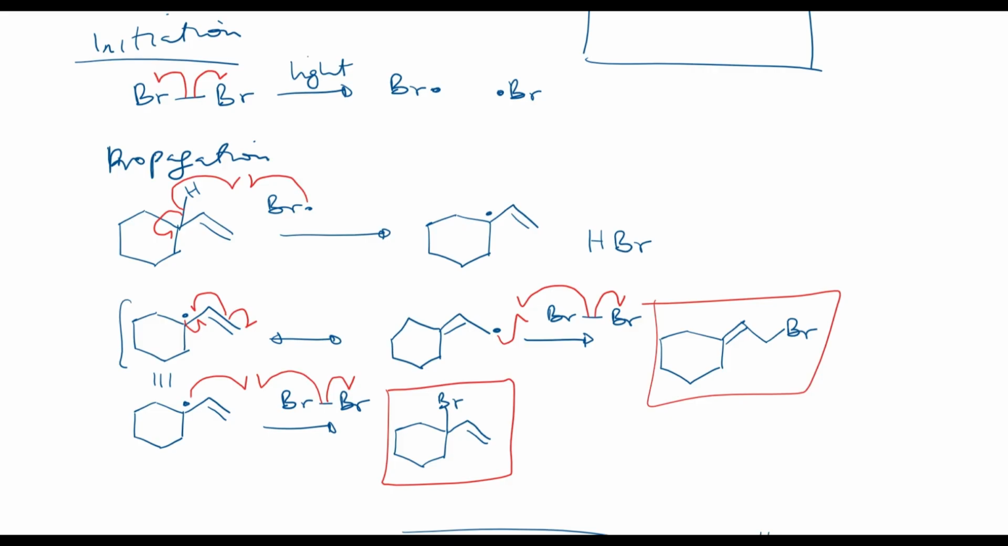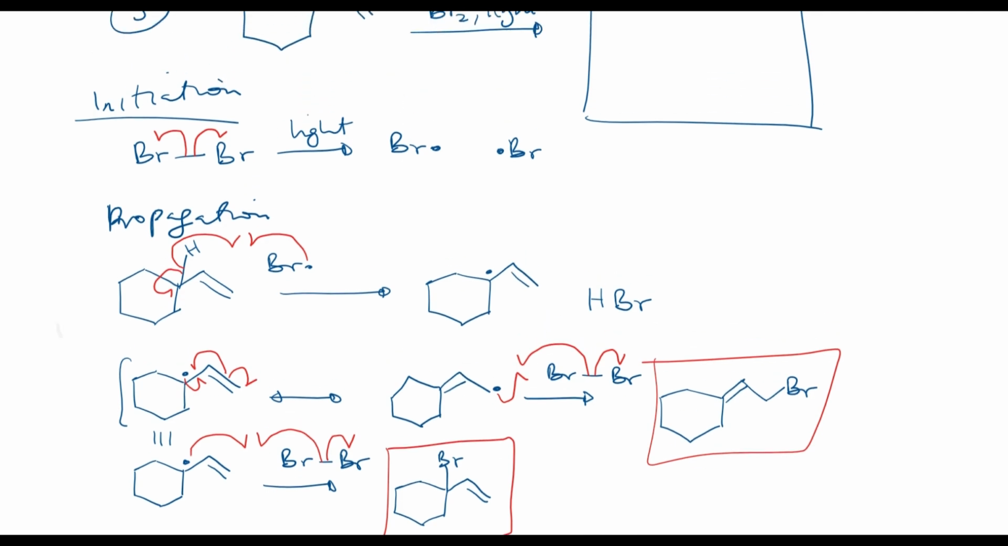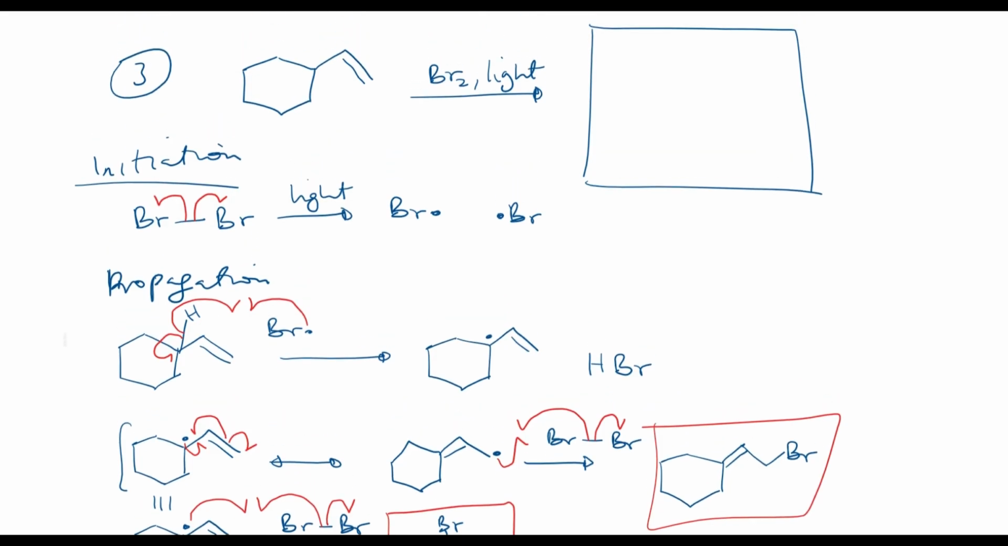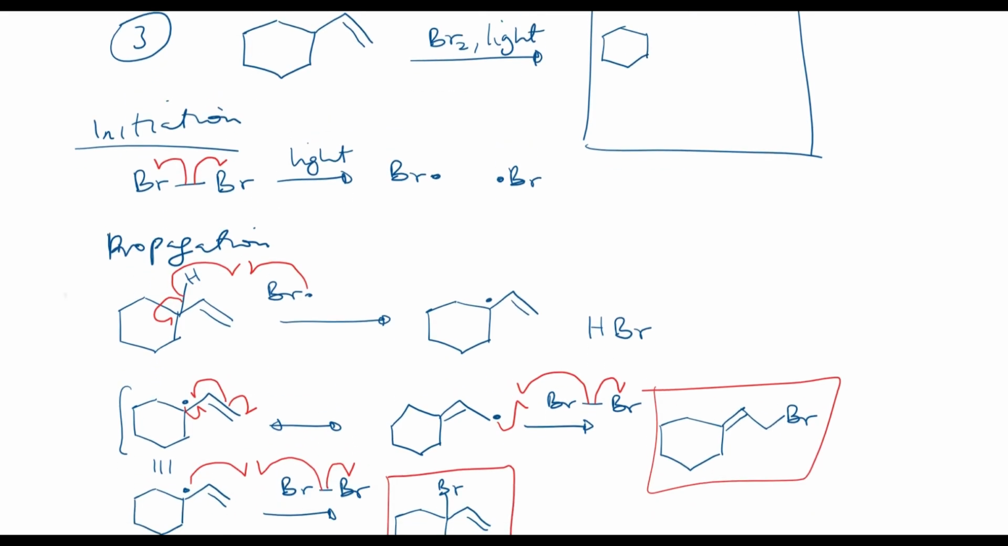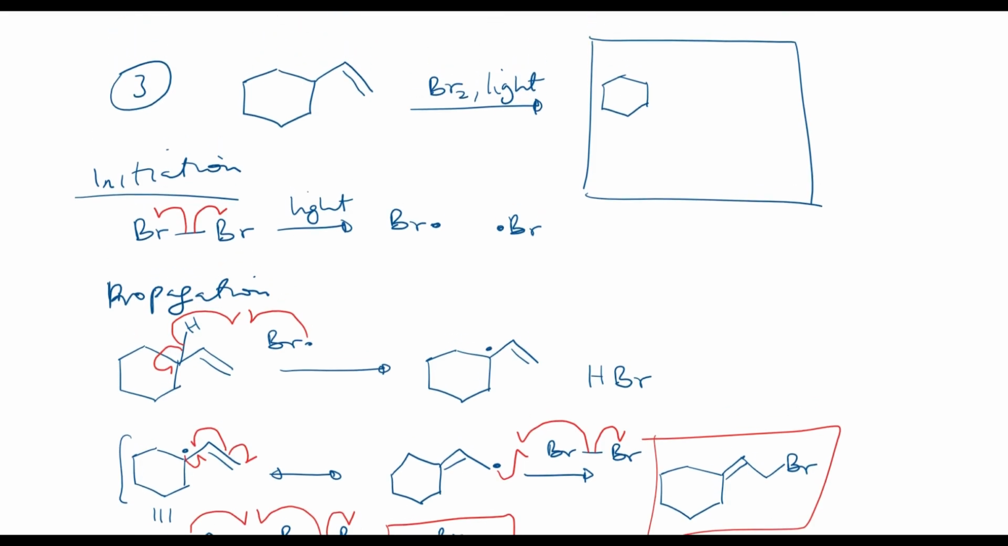Now in the termination step, the radicals will start combining together to quench the reaction when all the reactants have been completely exhausted. So for my answer, I will write these two products. So I'm going to have this as a major product. Then I will have this as another major product.